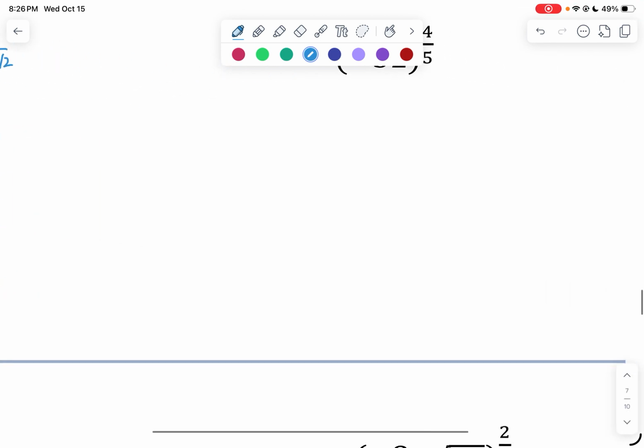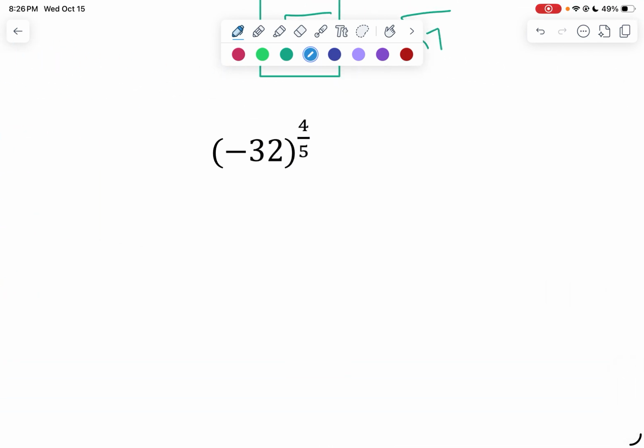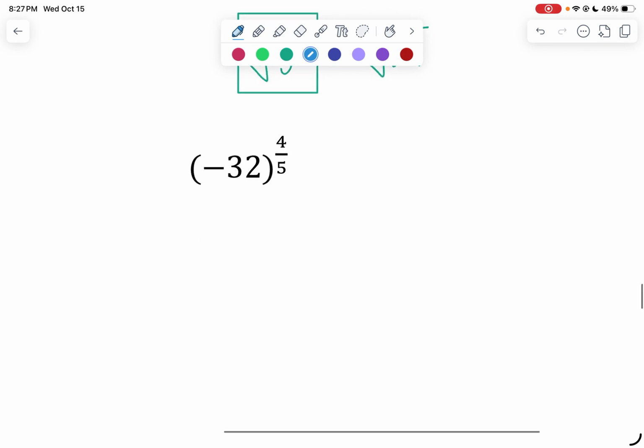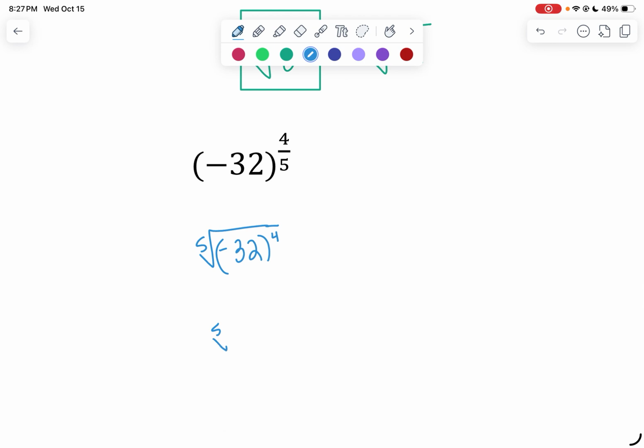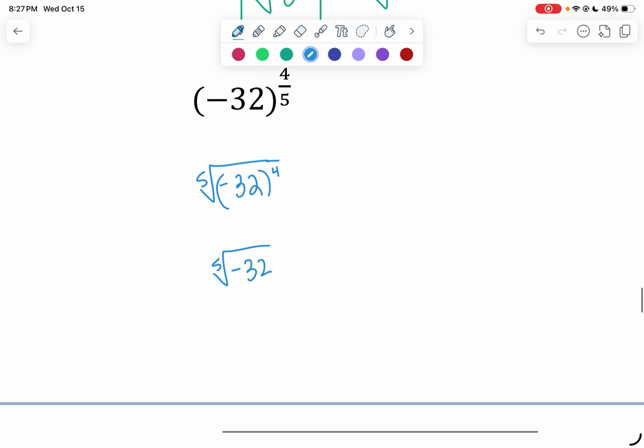Okay? Taking a look at this one, I have negative 32 to the 4/5. Now, that's not a negative exponent, so that's not going to flip or anything. That would just be the 5th root of negative 32 to the 4th power. Now, if you don't know what negative 32 to the 4th power is, that's fine. I don't expect you to. But what is the 5th root of negative 32? Find out what that is, and then that will be to the 4th power. So the 5th root of negative 32, 32 is 16 and 2, and that 16 breaks down into a bunch of 2's. So if you didn't catch it, the 5th root of negative 32 is going to be negative 2.